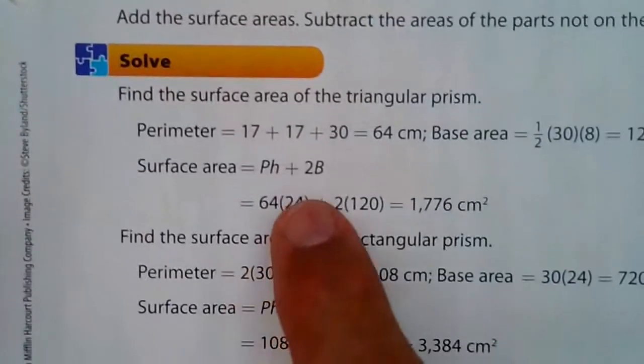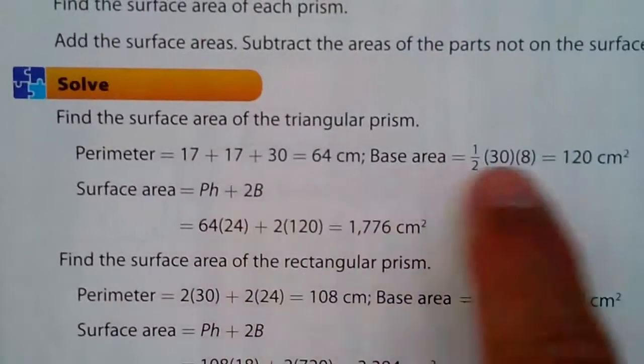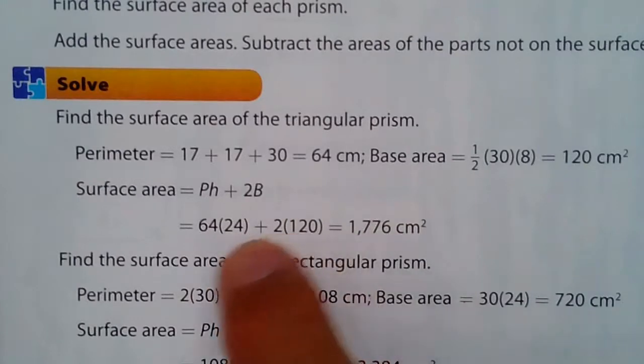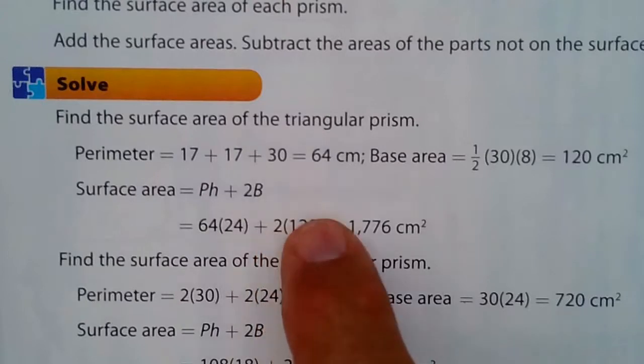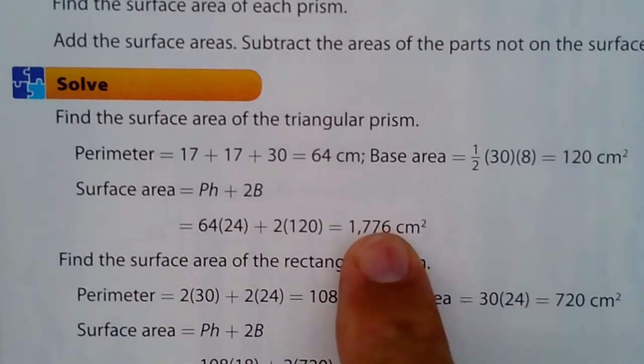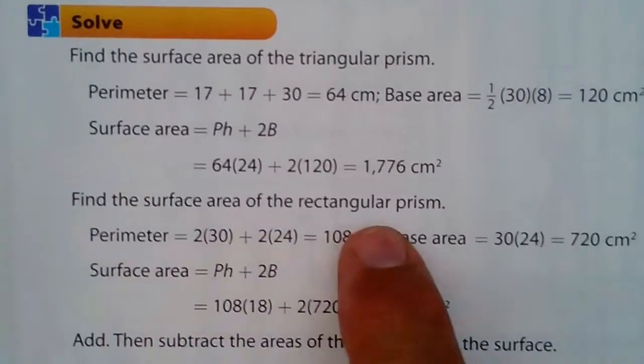Okay, plus 2 times the base area, and the base area is 120, so 2 times 120. Multiply this, save it, multiply these two, save it, add those two products together, and you get 1776. Surface area of the triangular prism.